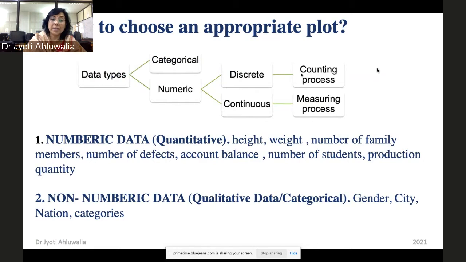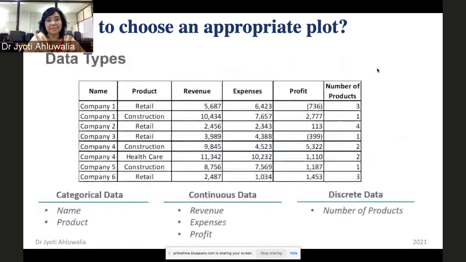Looking at numbers again, they can be, like we discussed, discrete or continuous. Height and weight would be continuous numbers, and the number of family members, the number of defects, or the number of cars would be discrete data, because we cannot have 2.5 cars. We can have either 3 or 4 or 2 cars, and so it is discrete data.